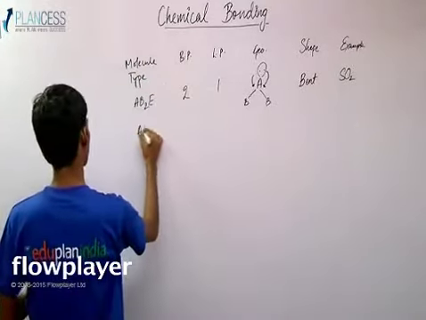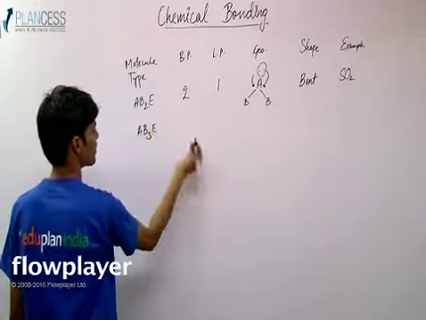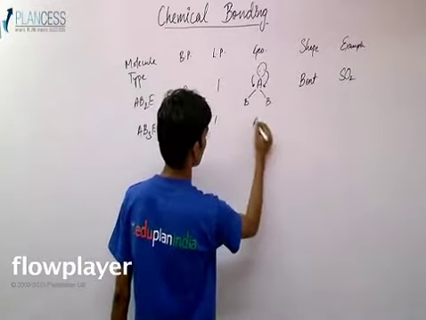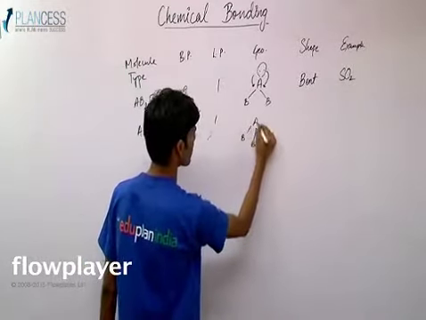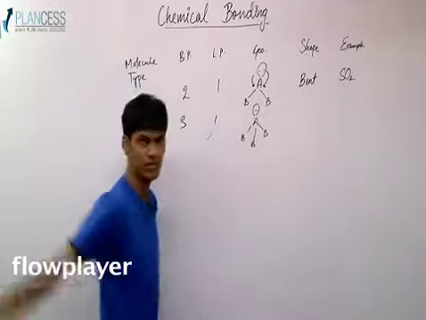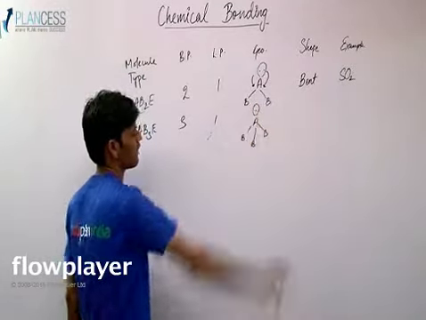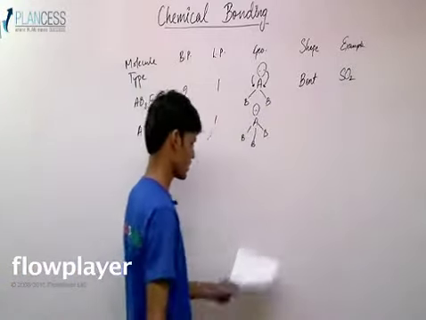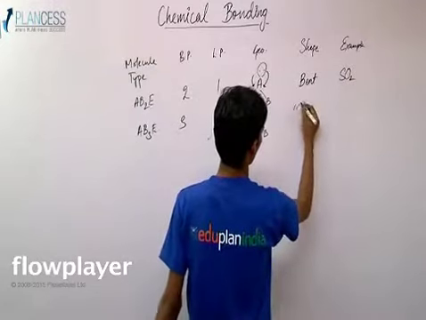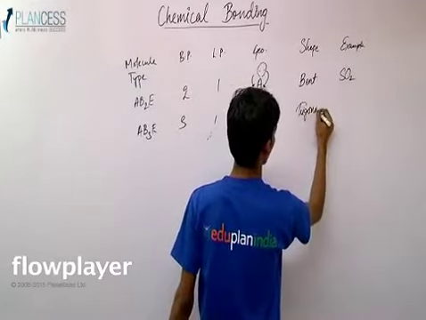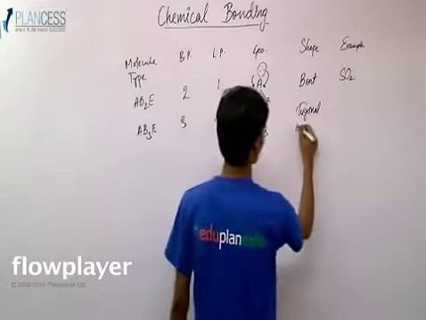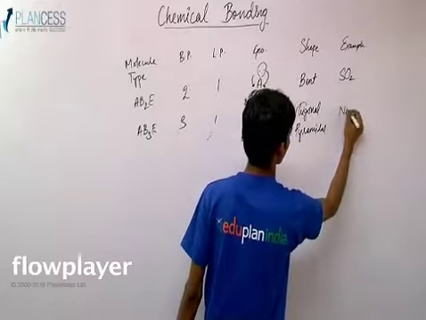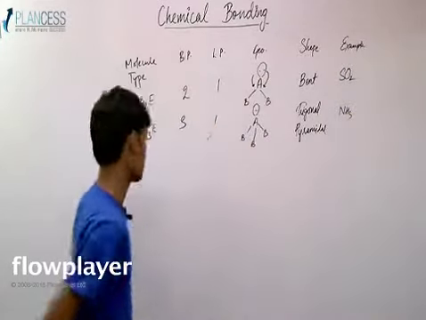The second can be AB3E, that is 3 bond pairs and 1 lone pair. In that case, it would be something like A, B, B, B, and 1 lone pair present. So this lone pair is having lone pair-bond pair repulsions from the three bond pairs present in here. So it would be trigonal pyramidal. In the perfect case, it would be tetrahedral, but here it is trigonal pyramidal, and the example would be ammonia, in which there is 1 lone pair and 3 bond pairs.